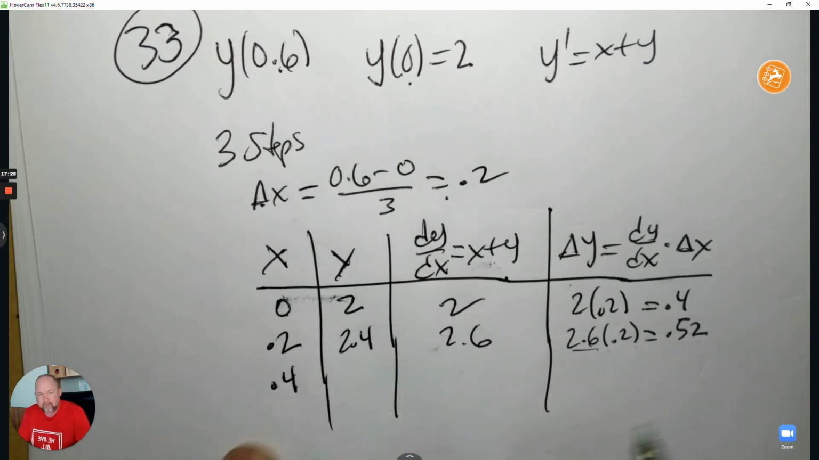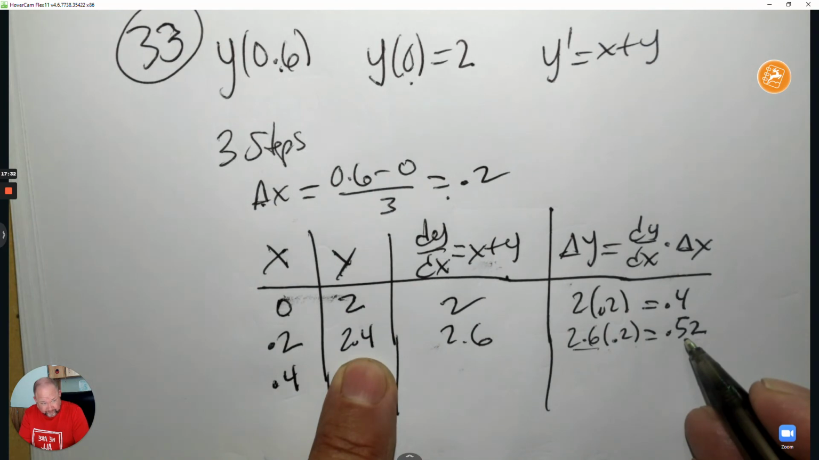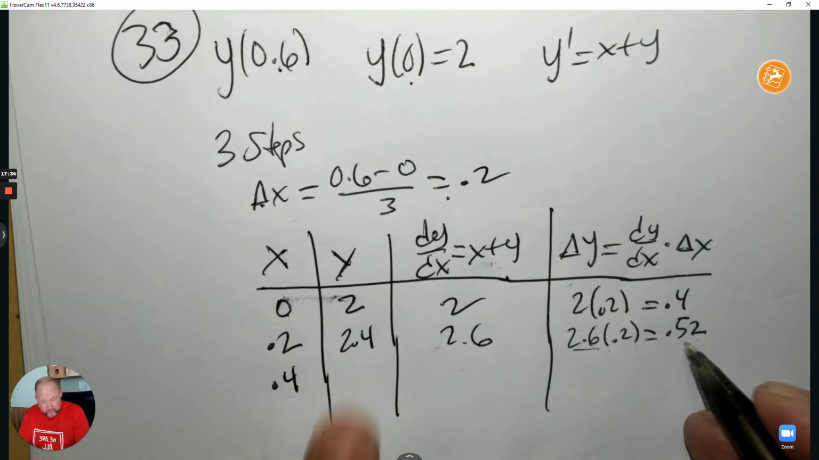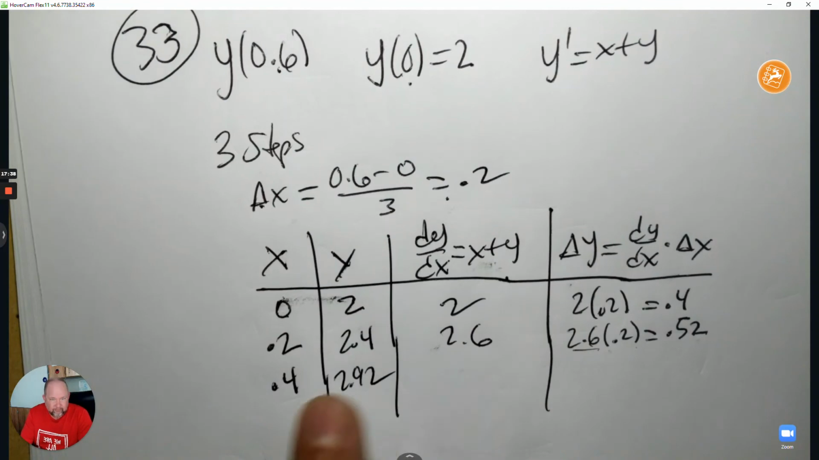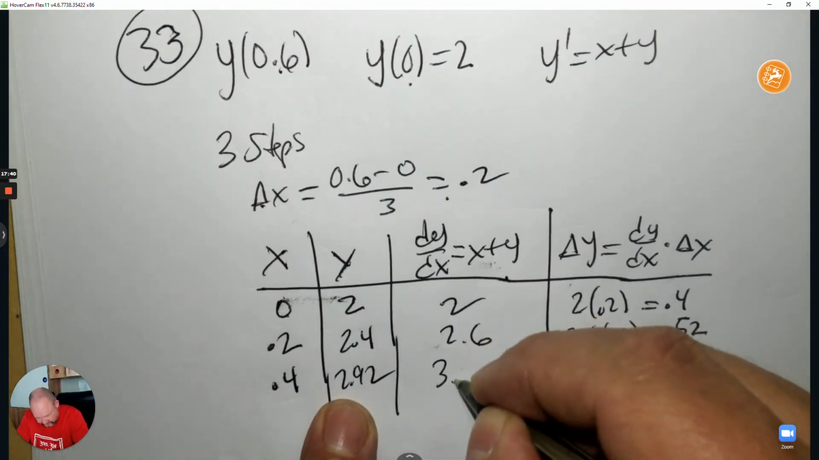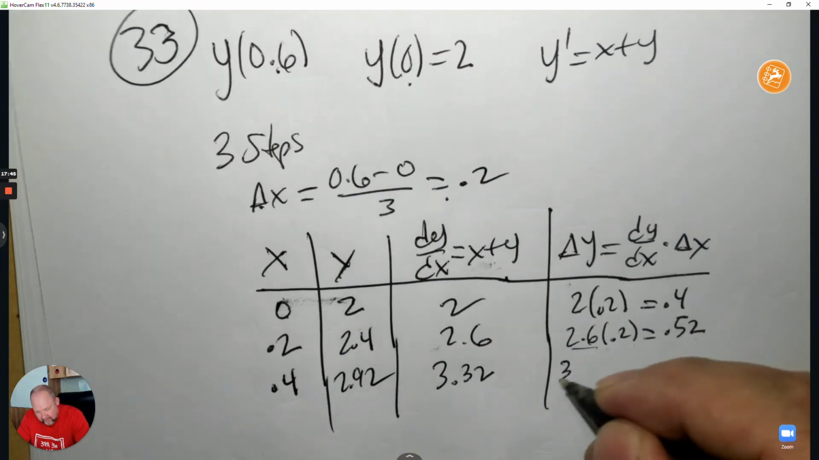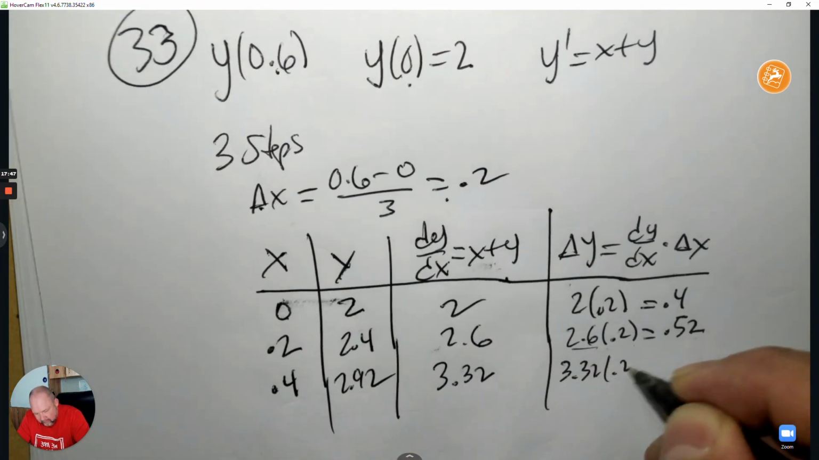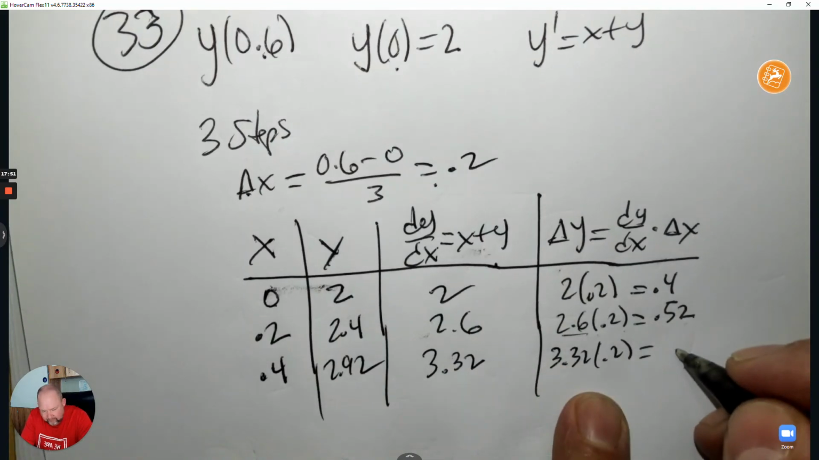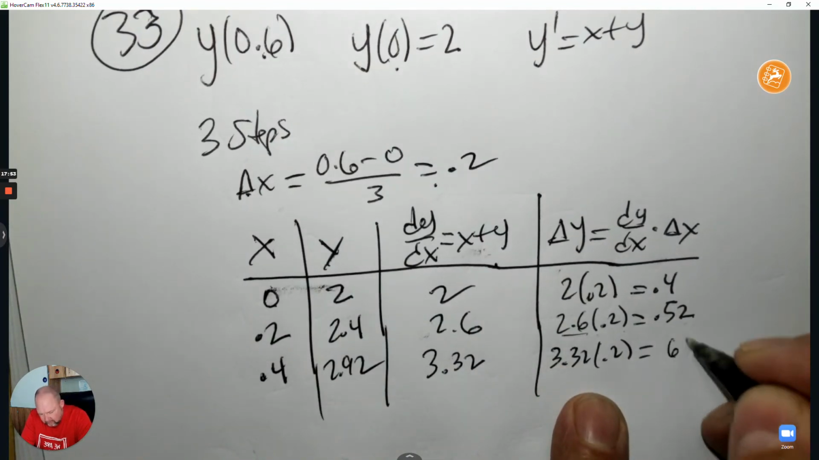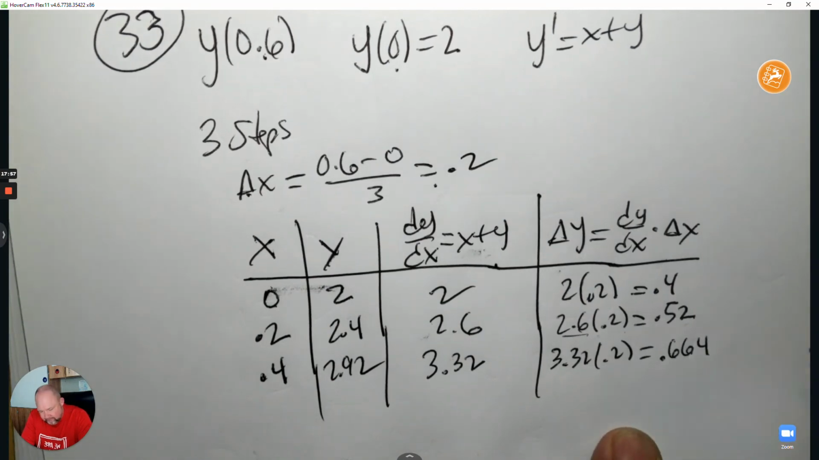All right, now we're bumped up to 0.4. Take 2.4 plus 0.52, 2.92, right? The derivative is to add them together, 3.32, and then take 3.32 times 0.2. So my advice again is to double this answer. That's 664, and then move the decimal 3 to the left.